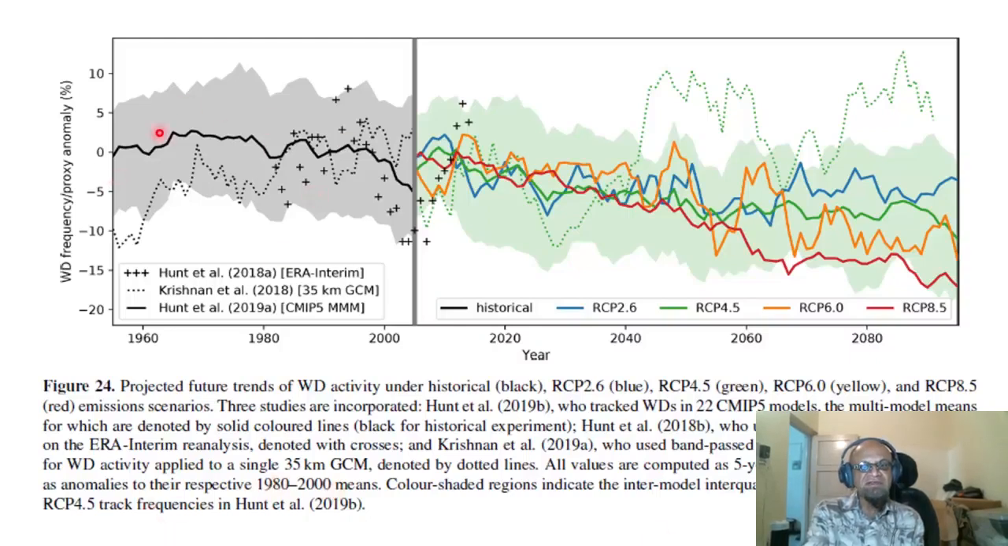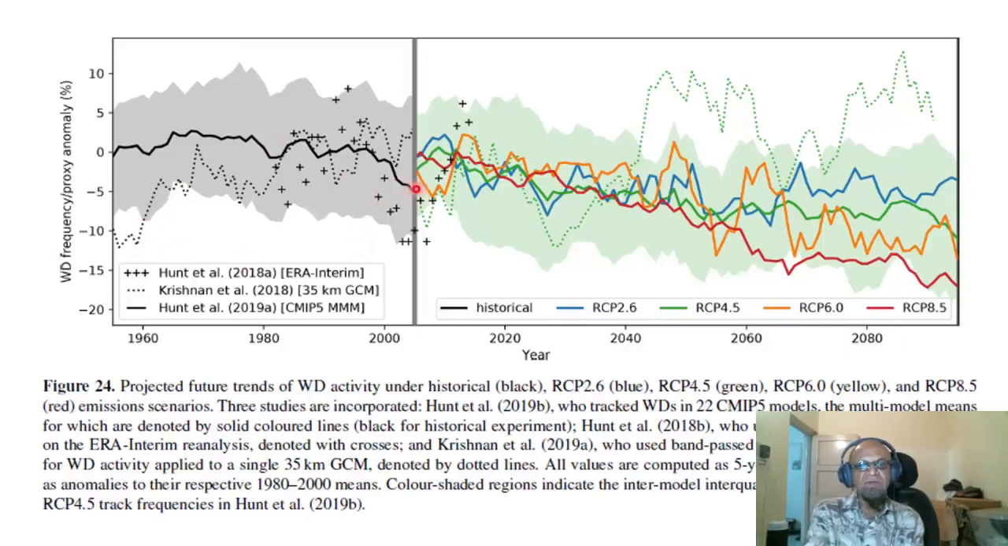So the idea here is that you have some idea of the, so these are different papers. Hunt et al. is all over the place here. Krishnan et al. 2018, 35 kilometer global GCM estimate in this dotted line, and Hunt et al. in CMIP5 multimodel ensemble, I think multimodel mean.